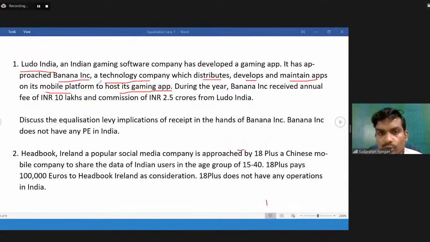So what you do? So you put it in App Store, Play Store. So Banana Inc. distributes, develops, and maintain apps on its mobile platform to host this gaming app. So now Ludo India has approached them. For this, Banana Inc. receives annual fee of 10 lakhs as developer charges or development charges. So they are giving you a platform to host your gaming app. And apart from this annual fee of 10 lakhs, they get a commission of 2.5 crores from Ludo India.